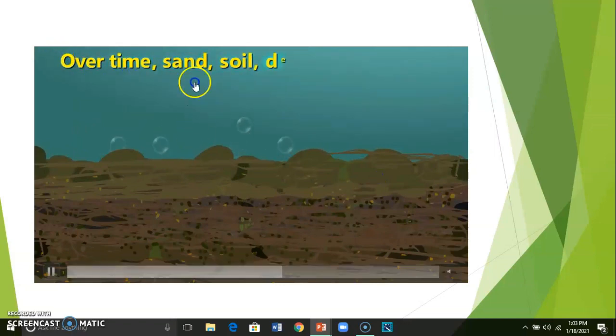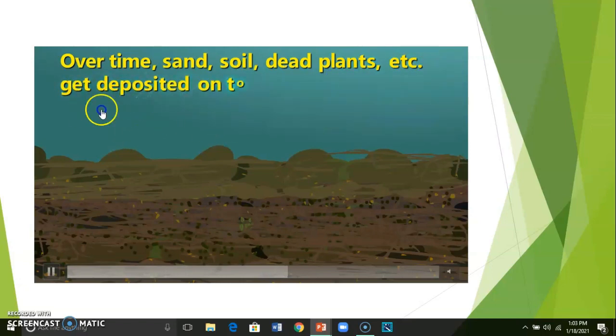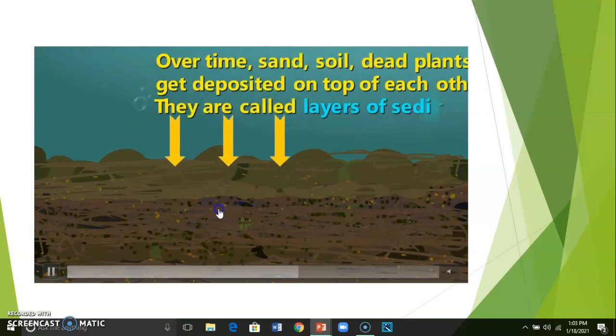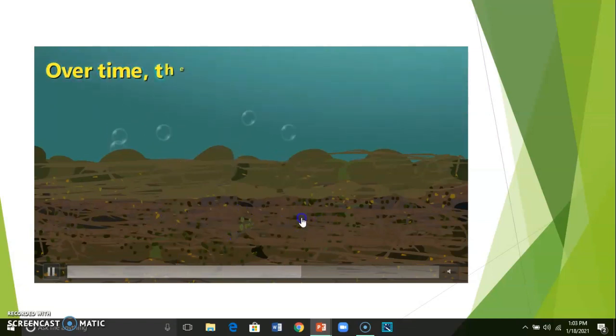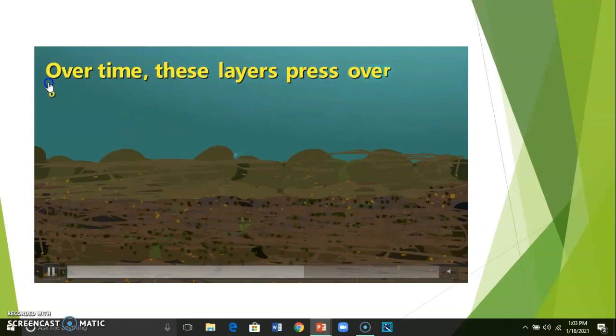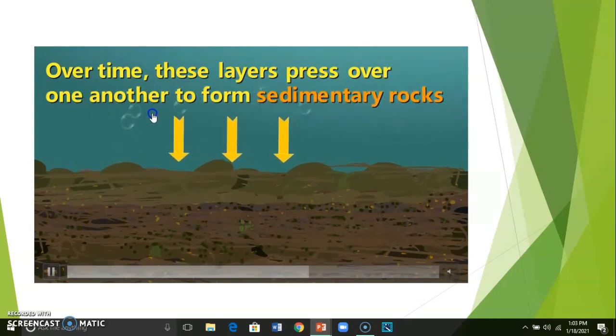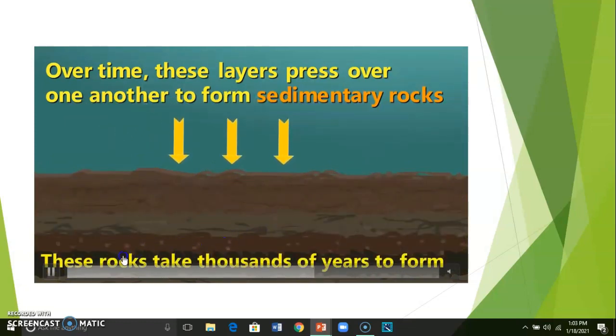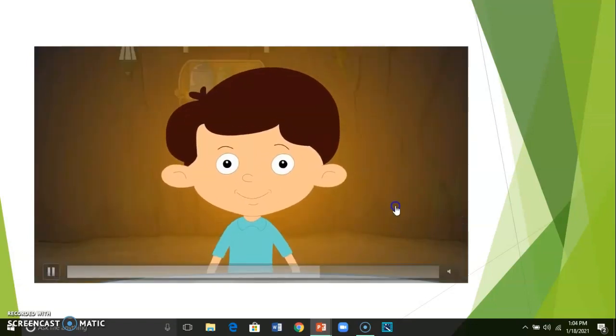Over time, sand, soil, dead plants, and others get deposited on top of each other. They are called layers of sediments. Okay, so here, they are all sediments. Over time, these layers press over one another to form sedimentary rocks. These rocks take thousands of years to form.